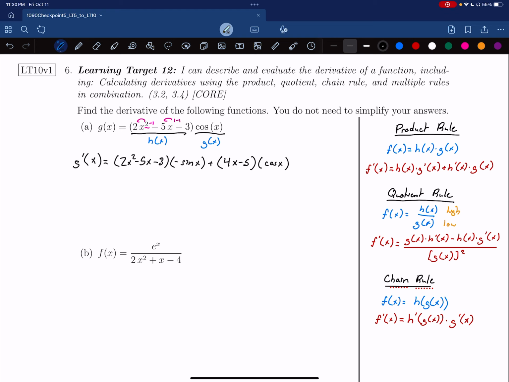And just to make this look a little bit better, I don't like having a negative coefficient just right in front there. So I'm going to rewrite this as 4x minus 5 times cosine of x minus, that's where that minus sign comes from, 2x squared minus 5x minus 3 times sine x. Yeah, that's pretty much simplified as it can be.